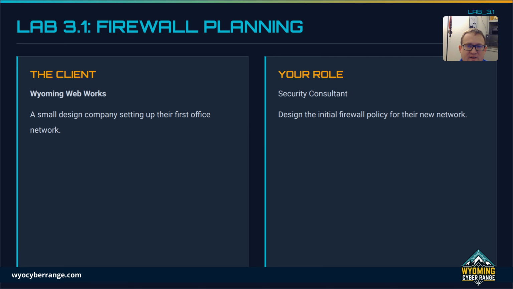So first, look at the network diagram. We have one public web server that needs internet access. We have one internal file server that holds confidential information and needs to be private. We have 10 workstations for designers. And we have a firewall sitting between the ISP modem and the internal switch. You need to visualize the traffic flow.